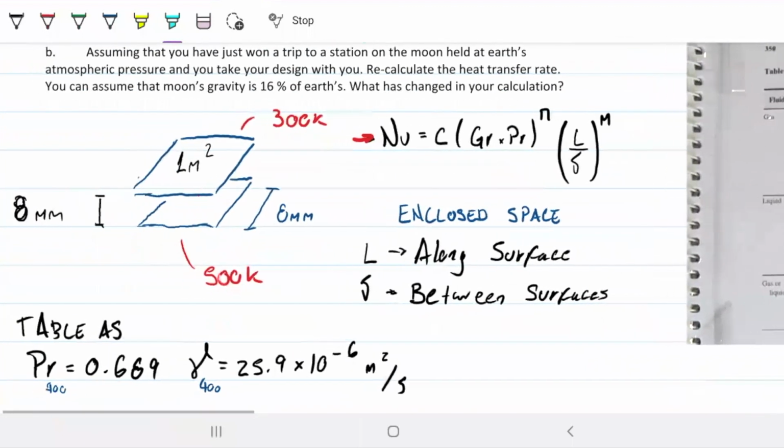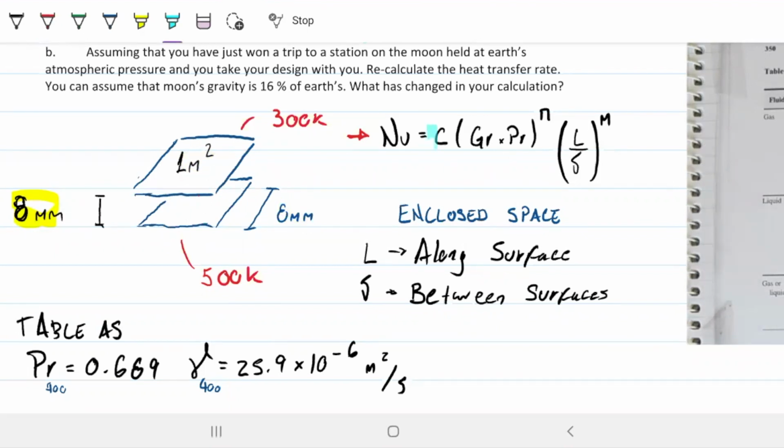We have two plates, one on top of the other. They are 8 mils apart, both 1 meter squared in area, and they are 8 mils in length as well. The bottom one is 500 Kelvin and the top one is at 300 Kelvin. So we know there will be Q flowing from the bottom one to the top one, just as we would expect. Being an enclosed space, this is the general equation you'll be using for natural convection. Just like the previous one, we have the Rayleigh number in between, and we have 3 coefficients.